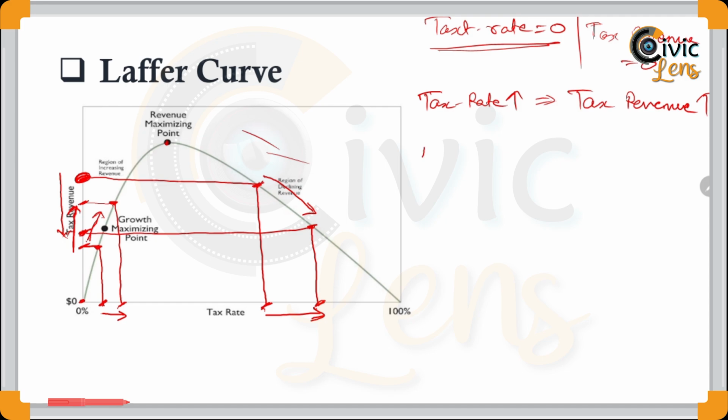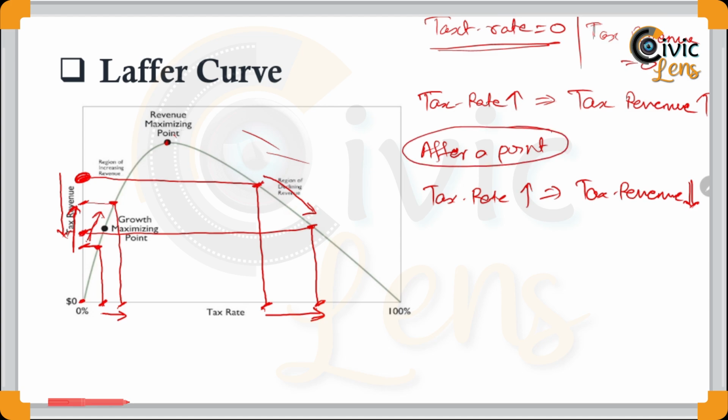So after a point, when the tax rate is increasing, tax revenue is decreasing, right? This is exactly what the Laffer Curve says, right? And what is this point? This point is basically this one, as you can see, and this is what is called the optimal tax rate at which tax revenue will be maximum.